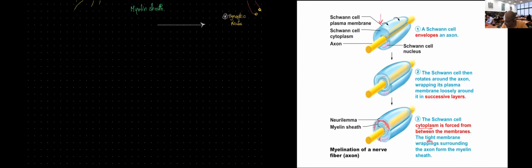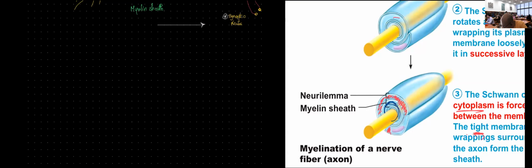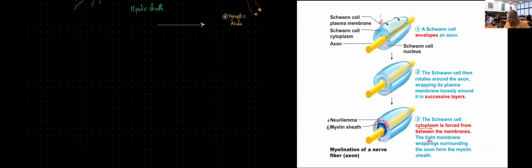But in direct contact with the axon, you've got multiple layers of plasma membrane around the axon. So we call the outer part that contains the cytoplasm here the neurolemma, and those tight wrappings of plasma membranes in direct contact with the axon is what we call the myelin sheath.